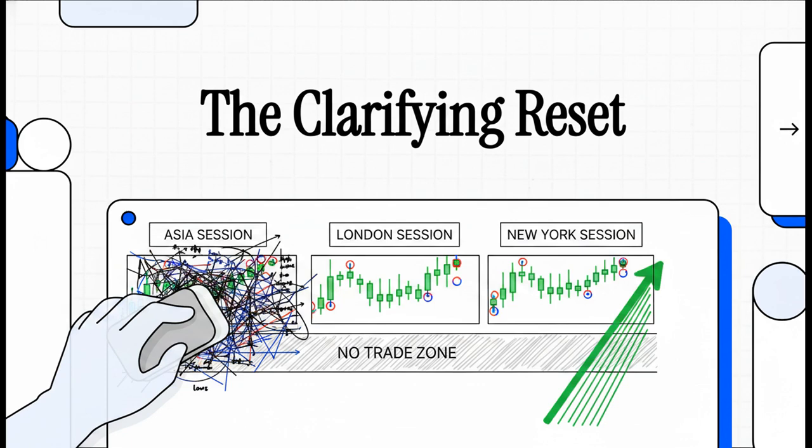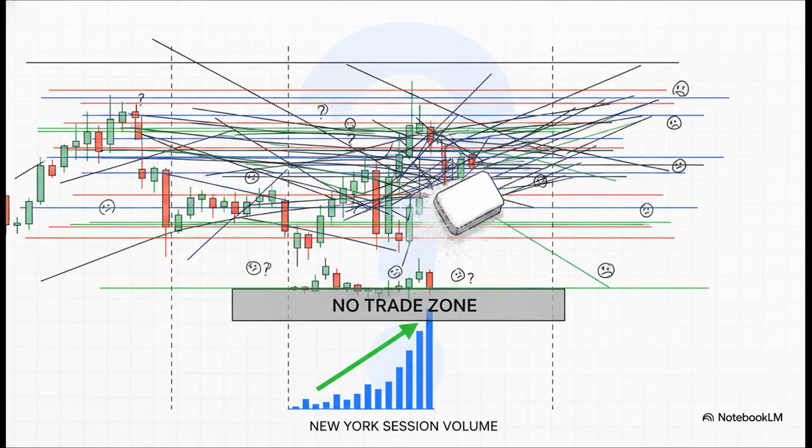But what if you took an eraser and just completely wiped that slate clean? Today, we're going to do exactly that. We're doing a clarifying reset to master the 3-session chart and bring absolute clarity back to your trading strategy. Let's be completely honest here. Are messy charts basically ruining your trades?